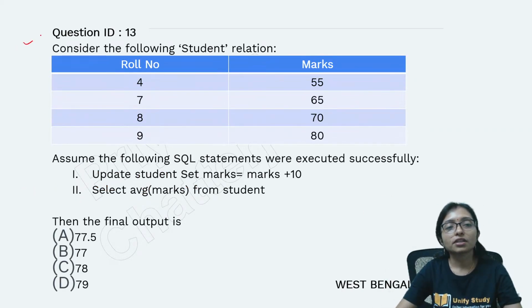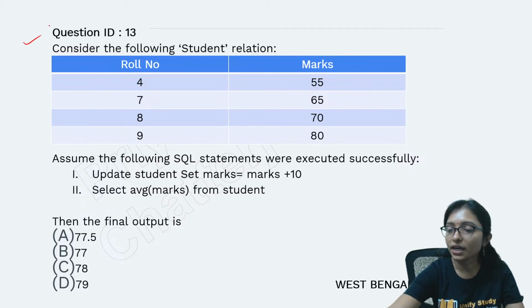Now tell me for this one, what is the answer for this one? I'm not getting an answer. What happened? Why am I not getting an answer? Give your answer.